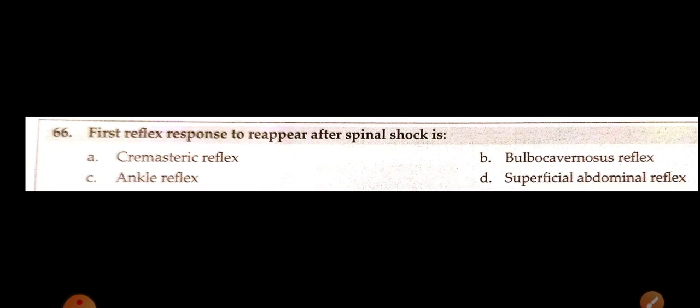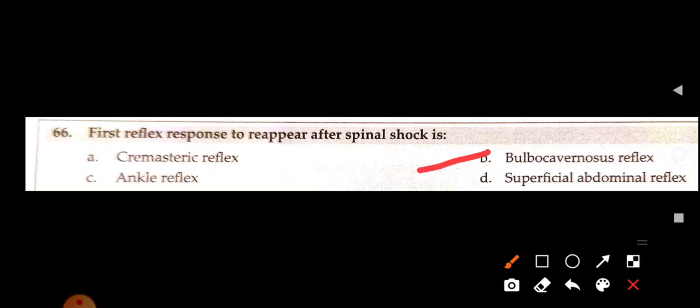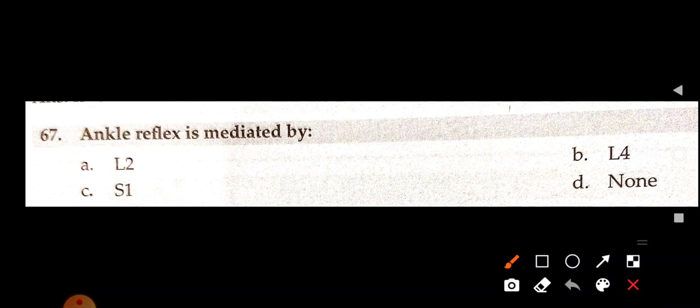The first reflex to reappear after spinal shock is: cremasteric, ankle, superficial abdominal, or bulbocavernosus reflex. So the bulbocavernosus reflex is the first reflex which reappears after spinal shock. Okay, ankle reflex is mediated by S1.